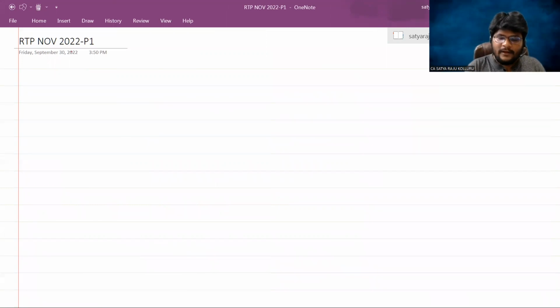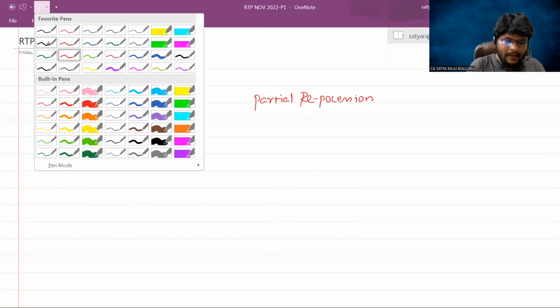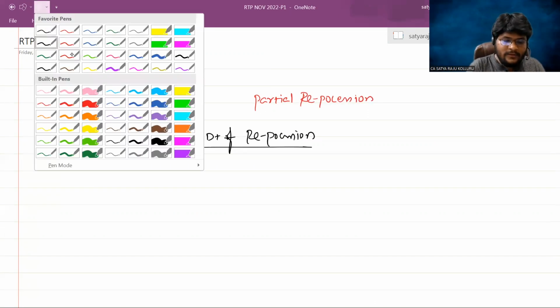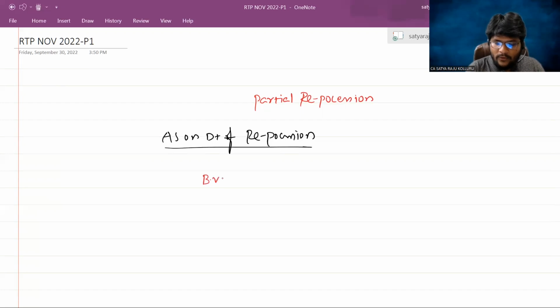Whenever you are discussing the concept of partial repossession, as on the date of repossession, what you need to check? What is the book value of the goods? Book value of repossessed goods in hire purchaser books. You need to compare this book value of repossessed goods with the agreed value of the repossessed goods.